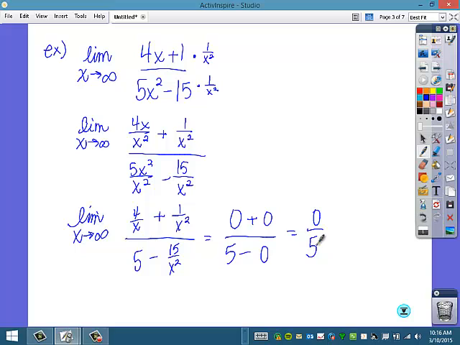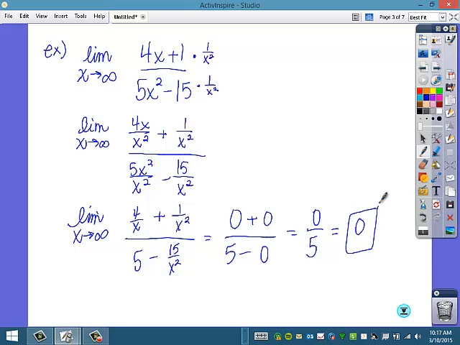Remember, I cannot have 0 in my denominator. It's okay to have 0 in my numerator. This is fine. I can't have 0 in my denominator, so that's why it's super important that I have a 5 chilling in my denominator. So 0 over 5 is just 0.